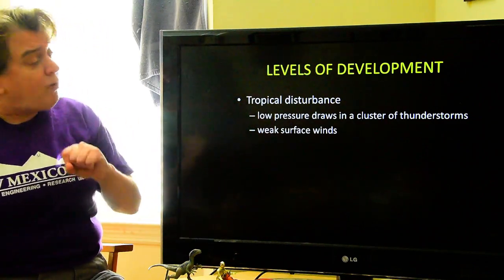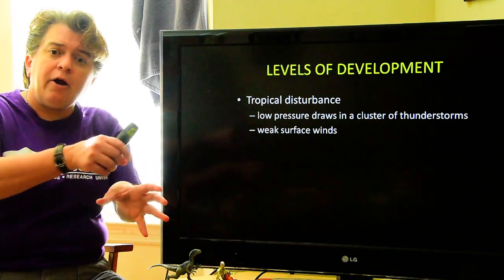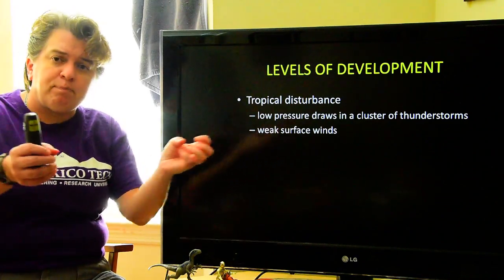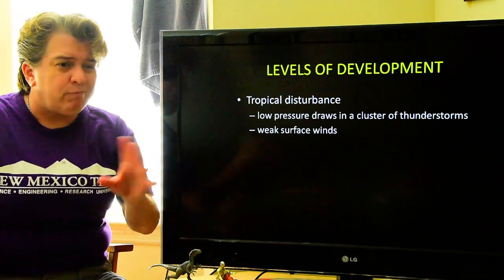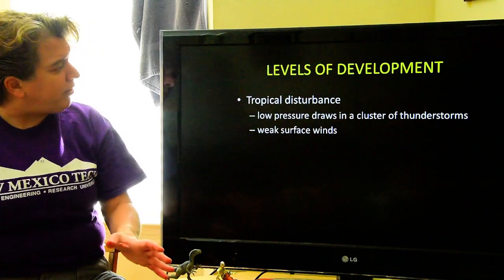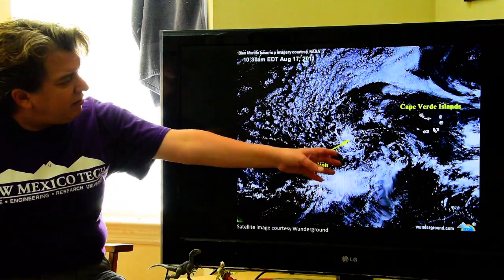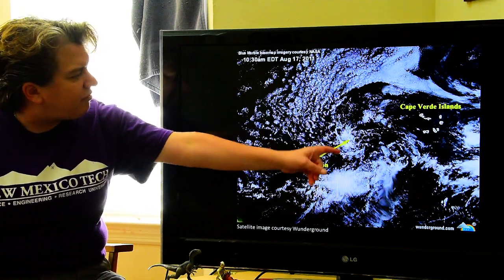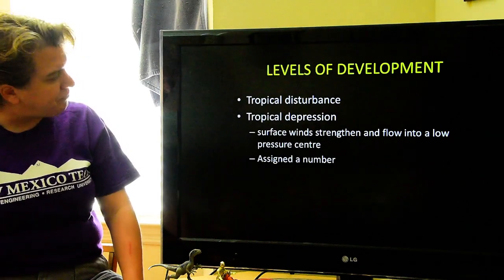We begin with a tropical disturbance. And this is where we have an area of low pressure that starts pulling in a little cluster of thunderstorms, and we don't have very strong winds at this point in time. And so, for instance, there's our tropical disturbance. It's just sort of this cluster of thunderstorms hanging out there in the Atlantic.